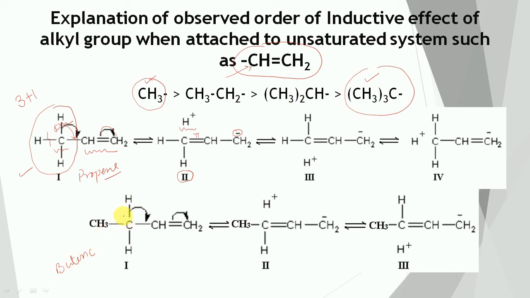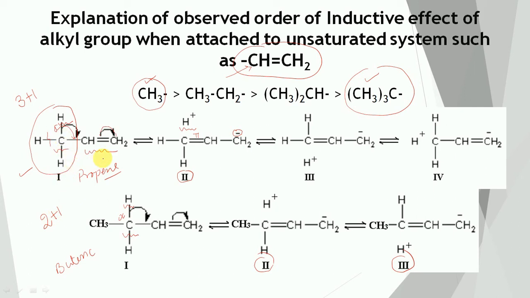So here only 2 alpha hydrogens are there. First one is this one and second one is this one. Now if this bond is going to break, this structure will get formed, and if this bond is going to break, then this structure will get formed. So there are only 2 hyperconjugated structures and 1 normal structure.